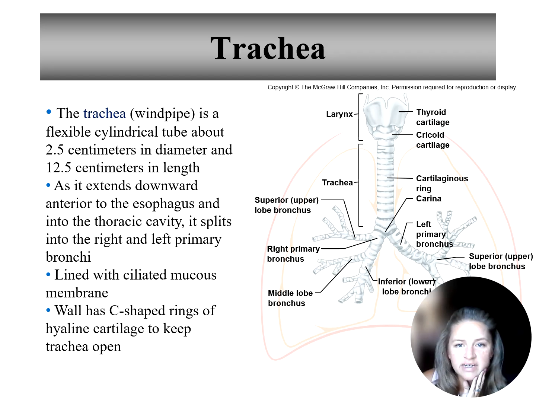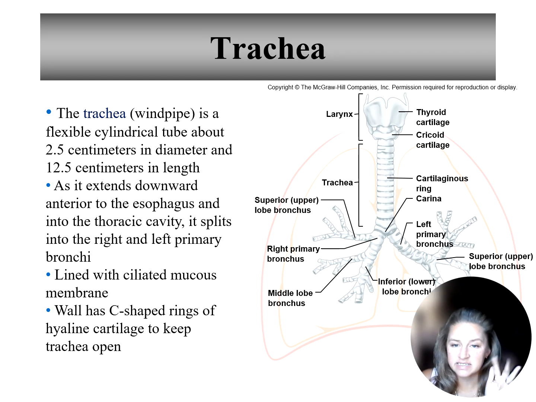Next is the trachea. The trachea is often called the windpipe. It's flexible, cylindrical, and it extends downward. It is anterior to the esophagus. You can feel the ridges of your trachea right here in the front of your throat, and the esophagus is behind the trachea. It splits into the left and right primary bronchi, and it is lined with ciliated mucous membranes.